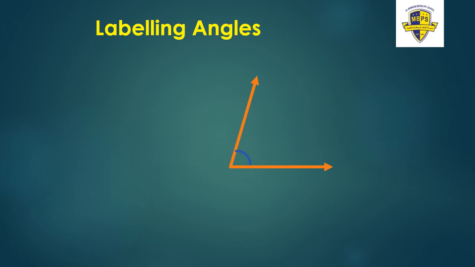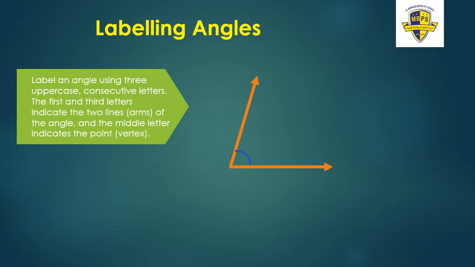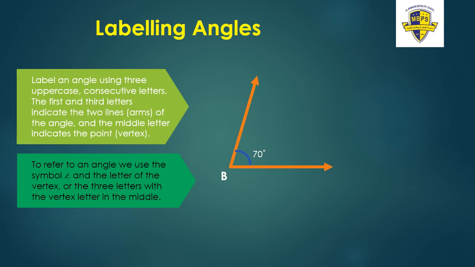Now let's talk about labeling angles. What do we mean by labeling angles? We can see here this angle. It's 70 degrees. We want to name the lines. First line is AB and the second line is BC.